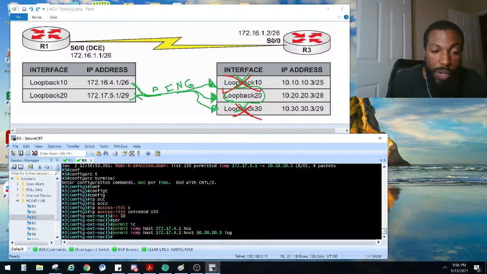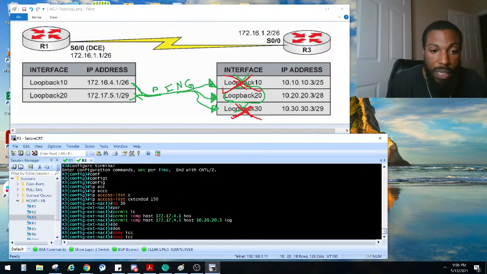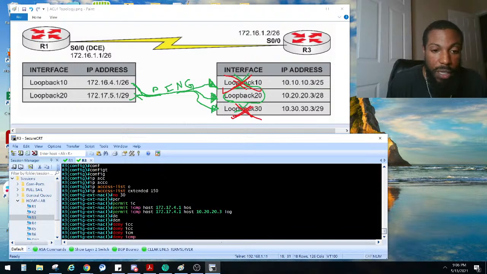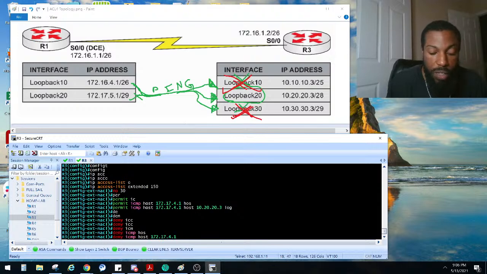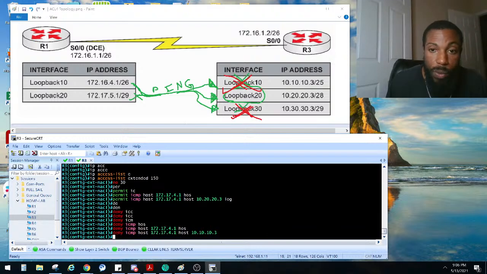And then we want to deny ICMP from the other two guys. So basically, just like this, block this guy and block that guy. So deny ICMP from the host 172.17.4.1 to the host 10.10.3. Same thing, but we want to do 10.30.33.